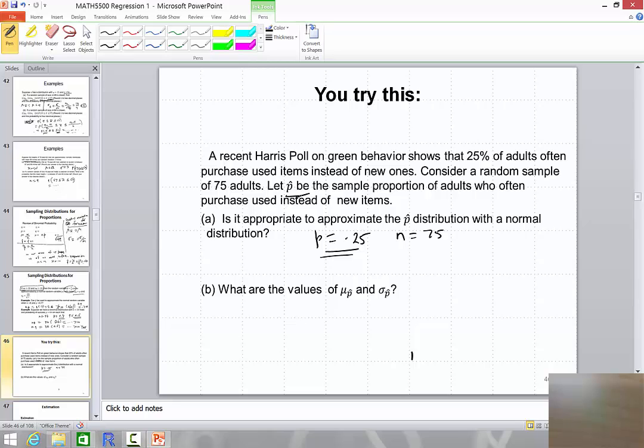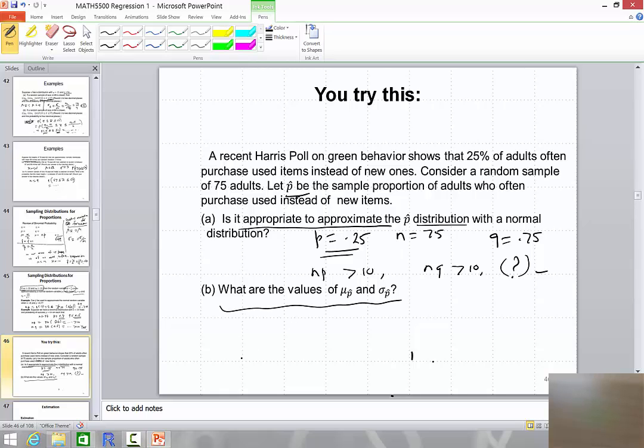If you have p equal to 0.25, that means q is equal to 0.75. We know that, right? All right, is it appropriate to approximate p hat with a normal random variable? You need to check n times p bigger than 10 and n times q bigger than 10. If yes, then you'll say yes, it is okay, otherwise no. Okay, check these things. What are the values of mu p hat and sigma p hat?